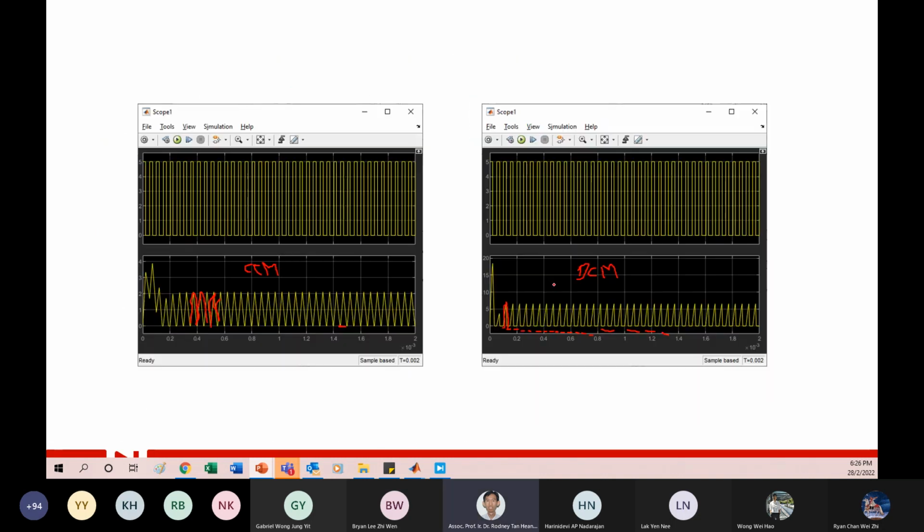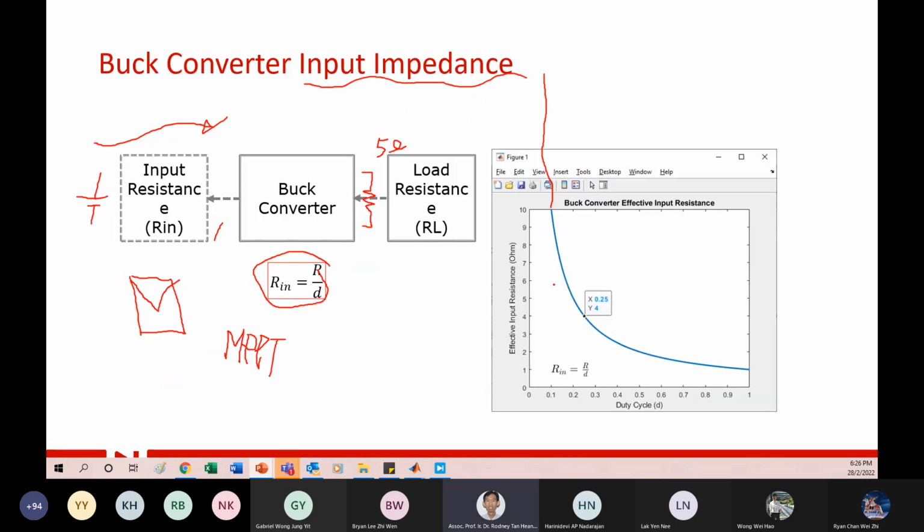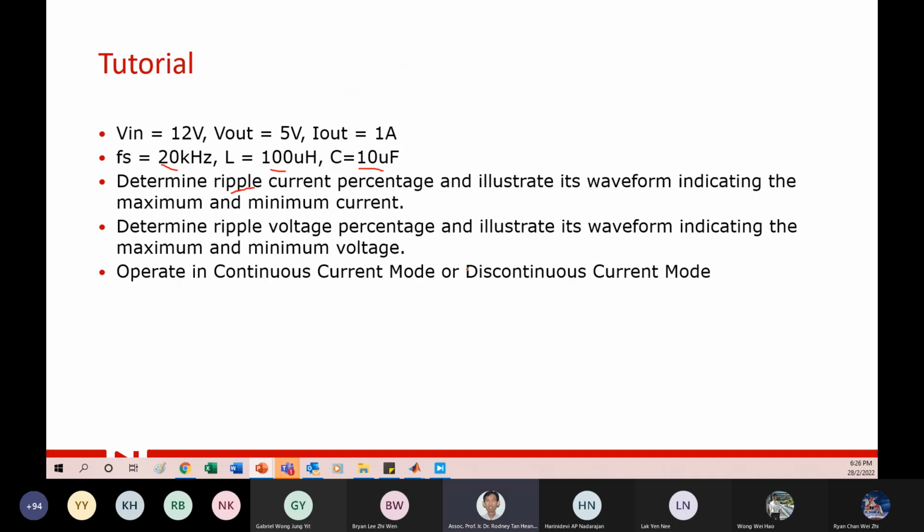Okay, so now, all right, tutorial. Now, then of course I will ask you, under this condition, is the buck converter operating in continuous current mode or discontinuous current mode? Then if, let's say, you know that, then briefly explain.